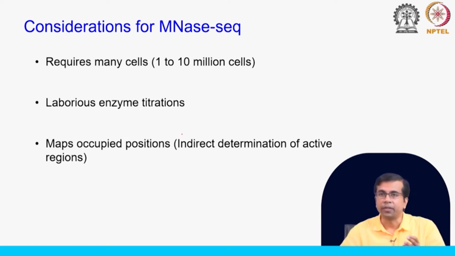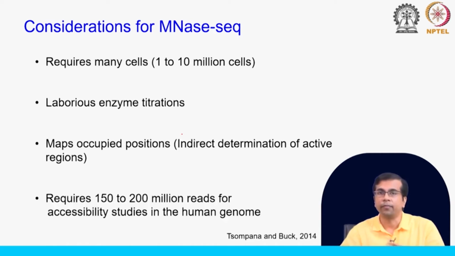So, what we have seen is that MNase-seq will actually map the occupied positions. It will not directly identify the active regions, but it will be an indirect determination of active regions. So, you know the occupied positions, so the rest of the regions might be free. And what has been seen is that it requires about 150 to 200 million reads. So, that is quite a large number for accessibility studies in the human genome.